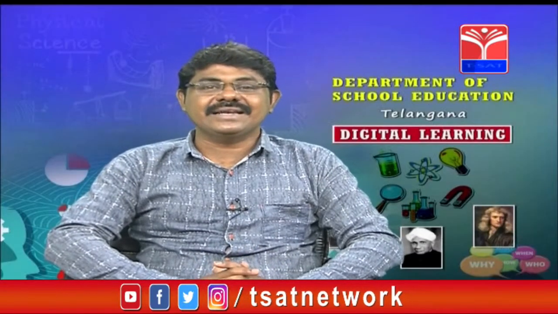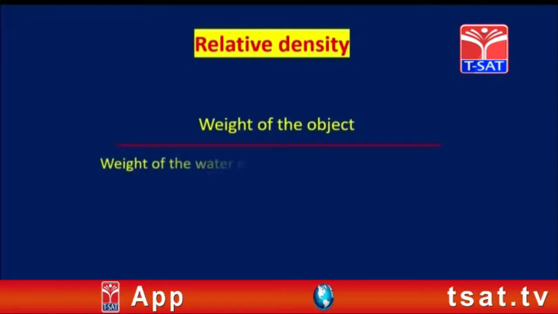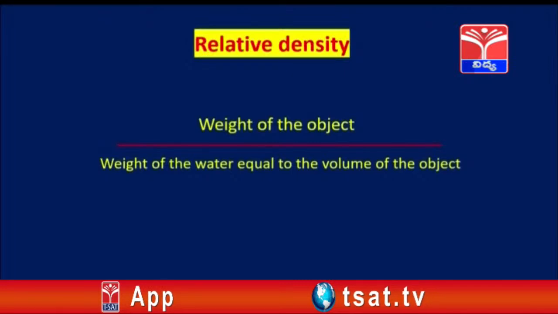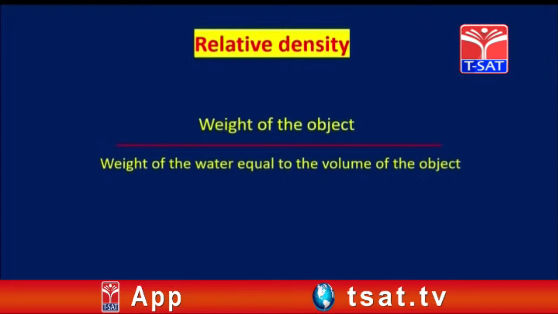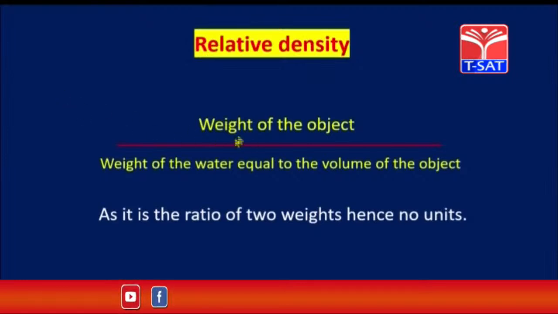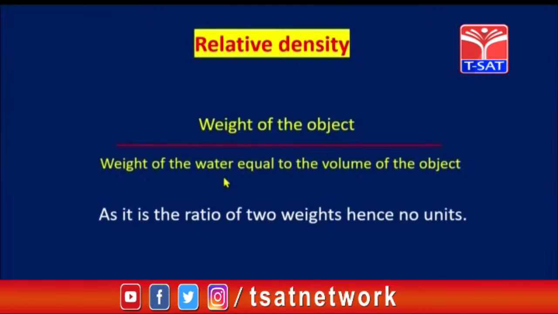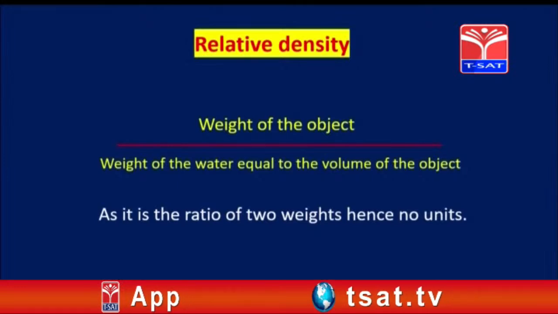Now how to find the relative density? See, children, the formula for the relative density is weight of the object by weight of the water equal to the volume of the object. The formula for the relative density of a solid is weight of the object, which we already found, by weight of the water equal to the volume of the object. As it is the ratio of two weights, the numerator is weight of the object and the denominator is also weight. So the two weights are going to cancel. There are no units for relative density.